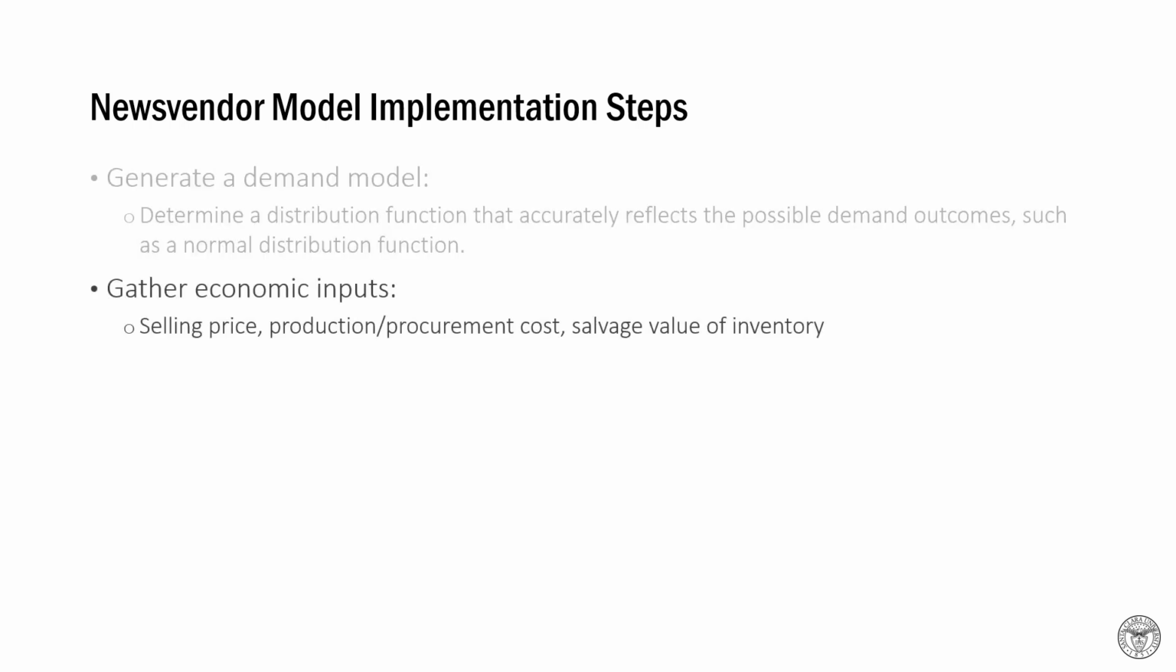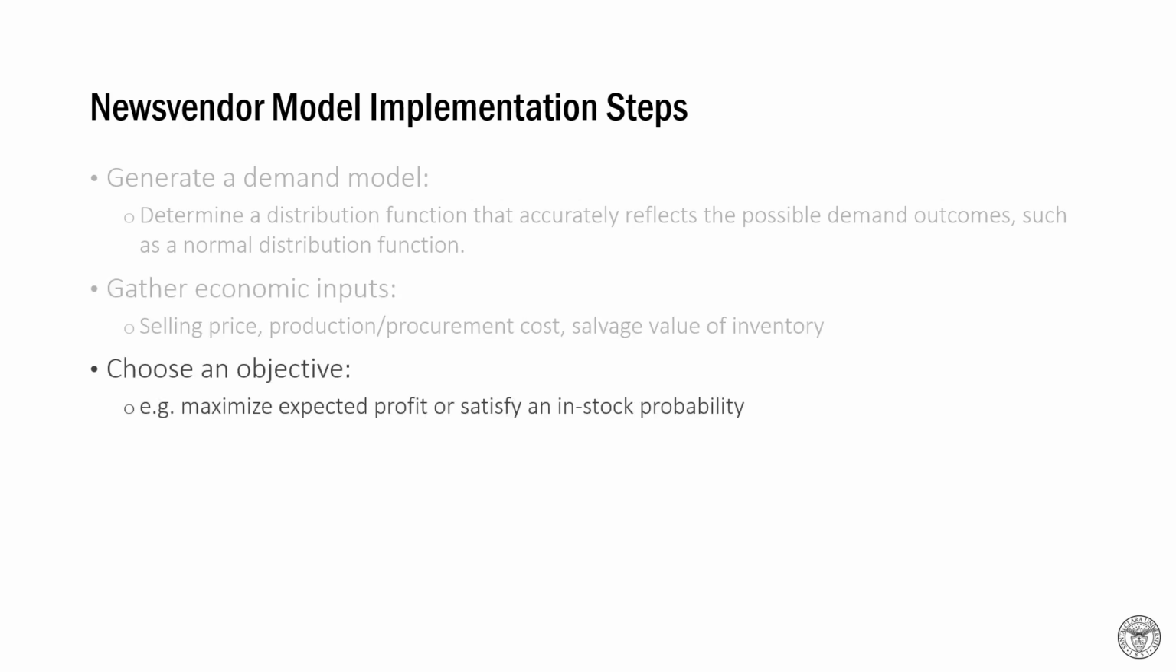Second, gather economic inputs. Next, we need to gather the crucial economic variables such as the selling price, the production or procurement cost, and the salvage value of inventory. This element will largely determine the cost and revenues associated with different demand outcomes.